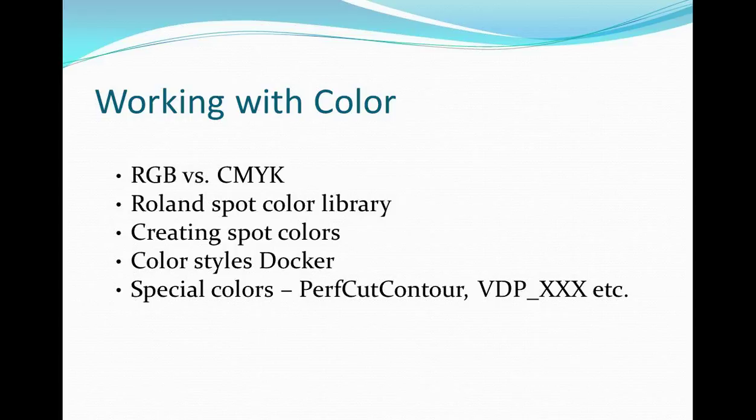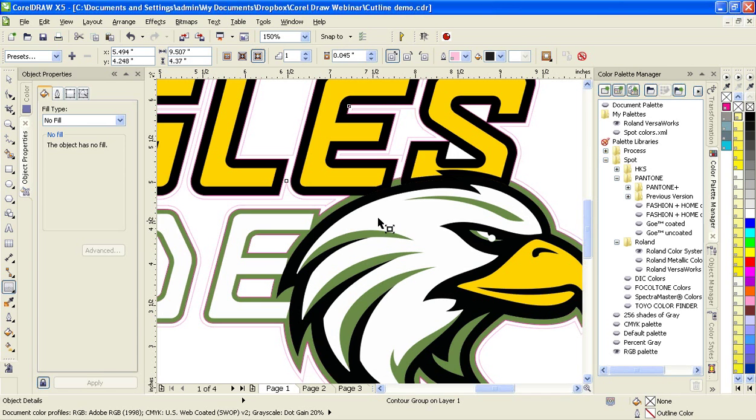We're also going to show you a way using the Roland spot color library that you can pick a specific color that is printed out from VersaWorks on the Roland spot color library, and we can hit that exact color every single time for our customers. And in conjunction with that is creating custom spot colors, working with the color styles docker, and then we're going to talk about special colors like perf, cut, contour, and variable data printing. So let's hop back over to Corel and take a look at some of this.